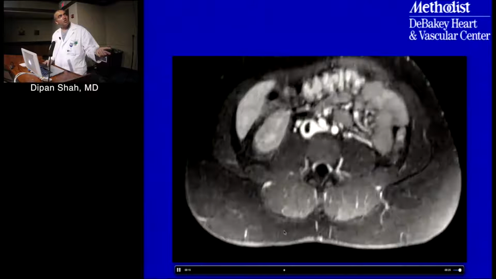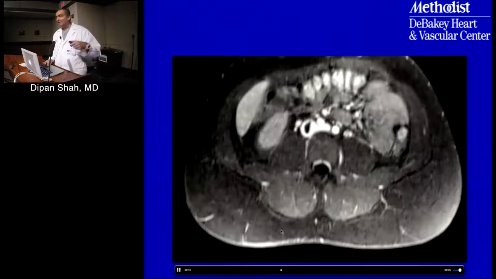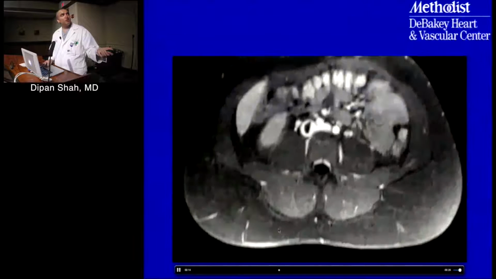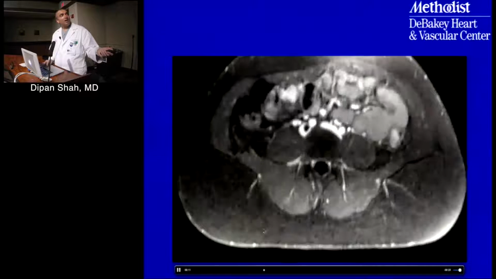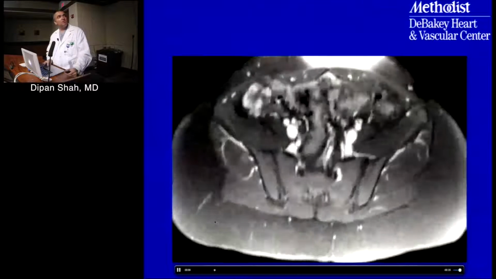And then there's the IVC that bifurcates into the iliac veins. So the iliac veins run behind the iliac arteries, okay? So this is the iliac arteries anteriorly, and then the iliac veins are posteriorly here. Do you see anything abnormal here, or does this look pretty normal?